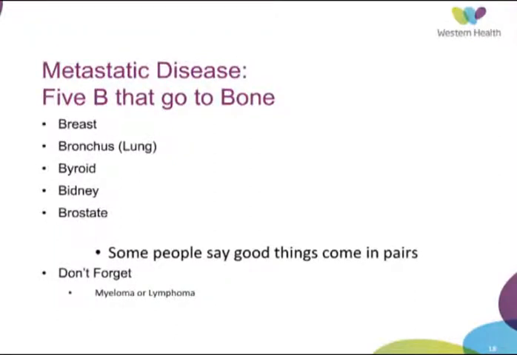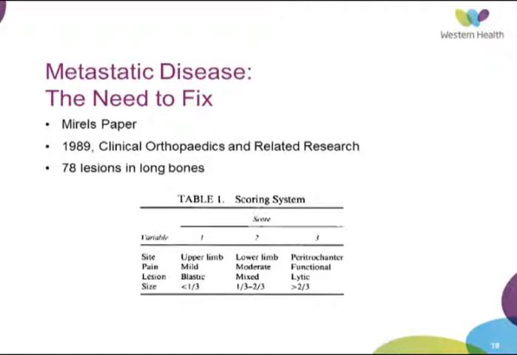So when we find that lesion, there are a few things we have to do. One is we first have to work out, do we have to do anything about it immediately? And do we need to fix or prophylactically nail these? So we've all heard of Mirels' score and Mirels' paper, which was published out of South Africa in Clinical Orthopaedics and Related Research in 1989. Interestingly, it was received by the journal in December 1985 and took 4 years to publish. It wasn't published until 1989.